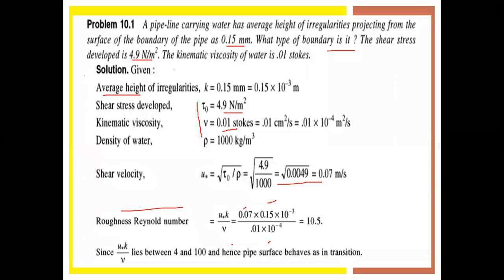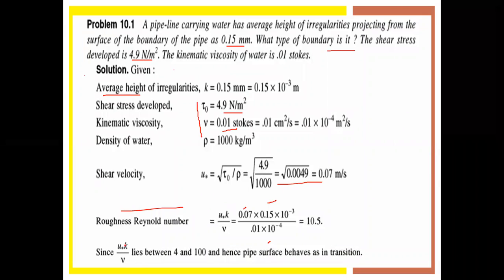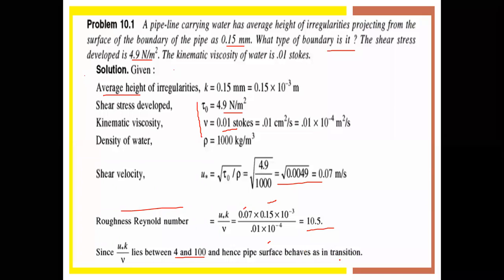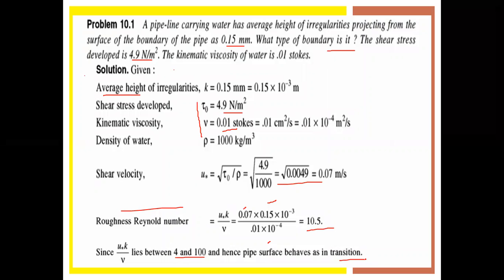Now the U star K by V, so value ఎంత వచ్చింది మనకి, 10.5 వచ్చింది కాబట్టి it is lying between 4 and 100. And what is the boundary? What is the type of flow it is having? So ఈ రెండింటి మధ్యలో ఉంది కాబట్టి we are calling them as transition boundary. Got it? So the value what you got, what is the conclusion you have to give? 10.5 is the transition boundary for the pipe అని మీరు కంక్లూడ్ చేయాలి. Right?